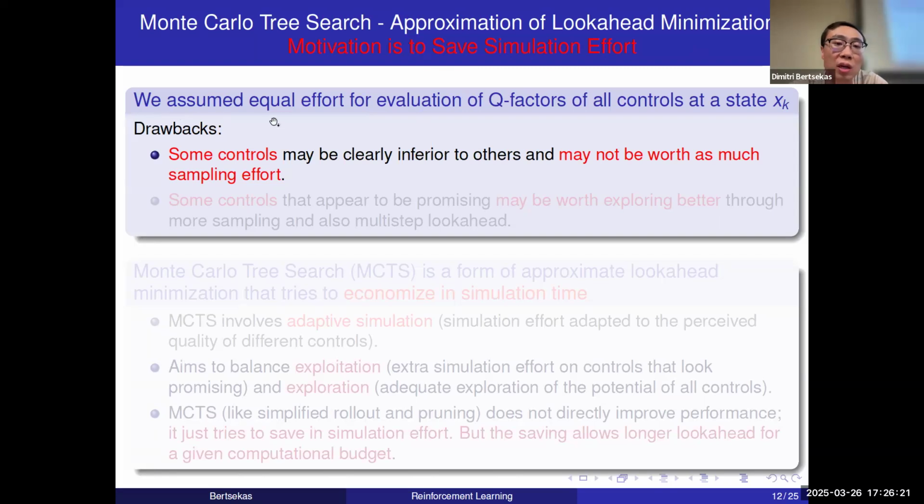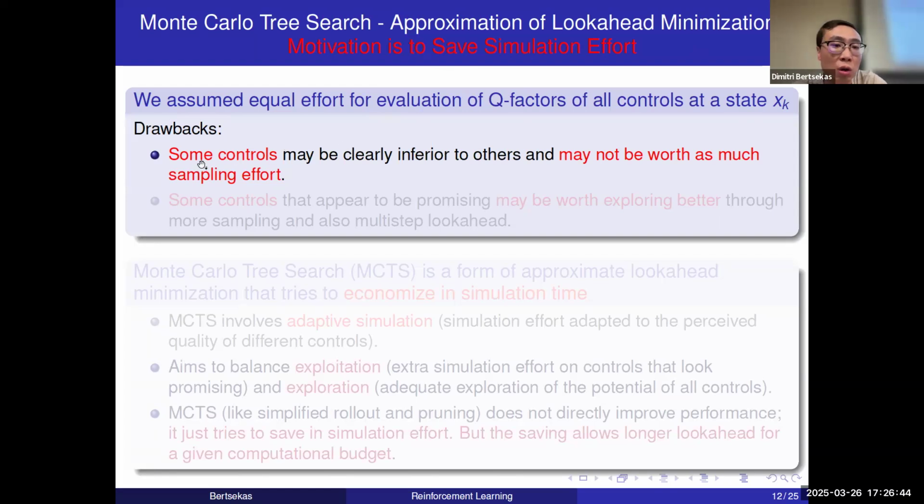We assumed equal effort up until this point. We assumed equal effort for evaluating Q factors of all controls at state xk. As mentioned earlier, all those Q factors cannot be calculated exactly in most cases, so they need to be evaluated empirically by running samples and averaging them over, right?